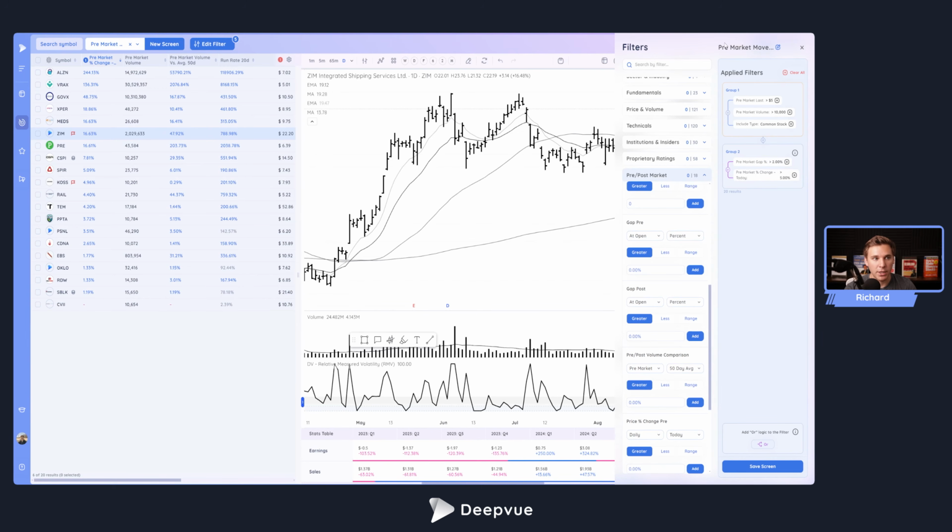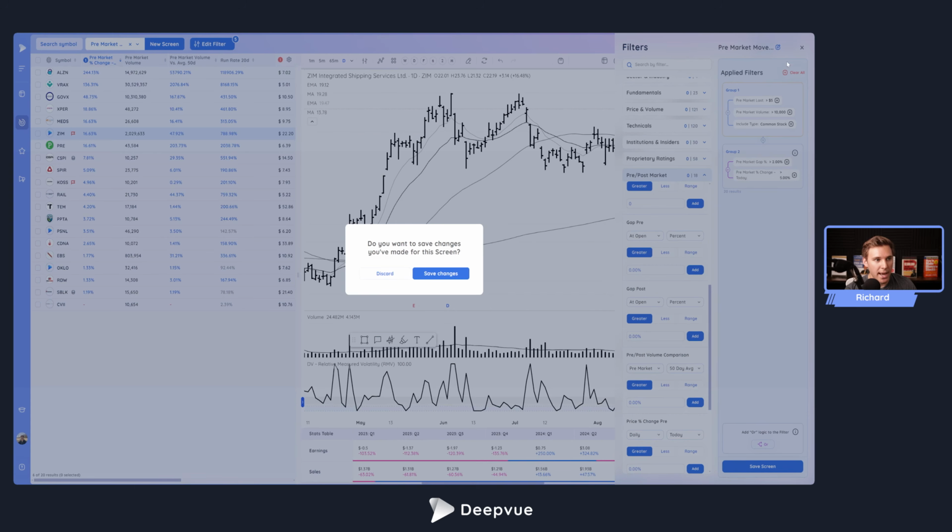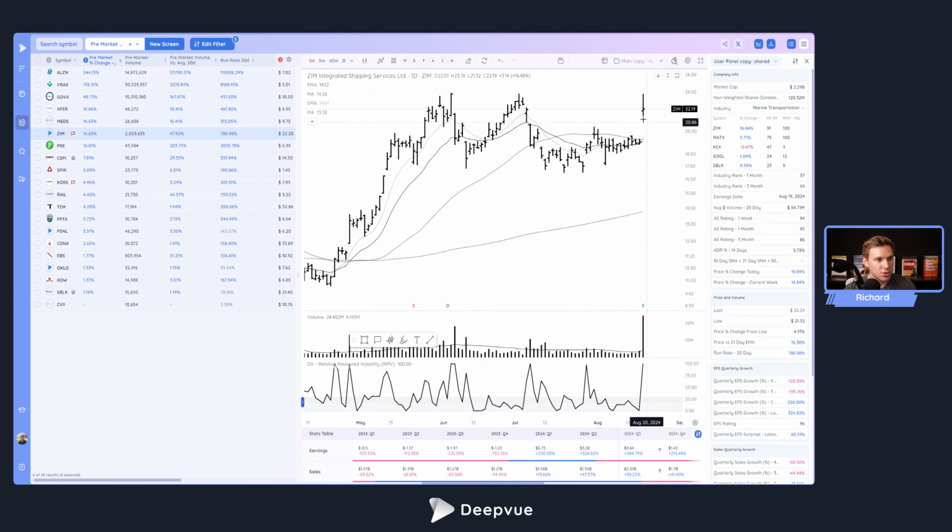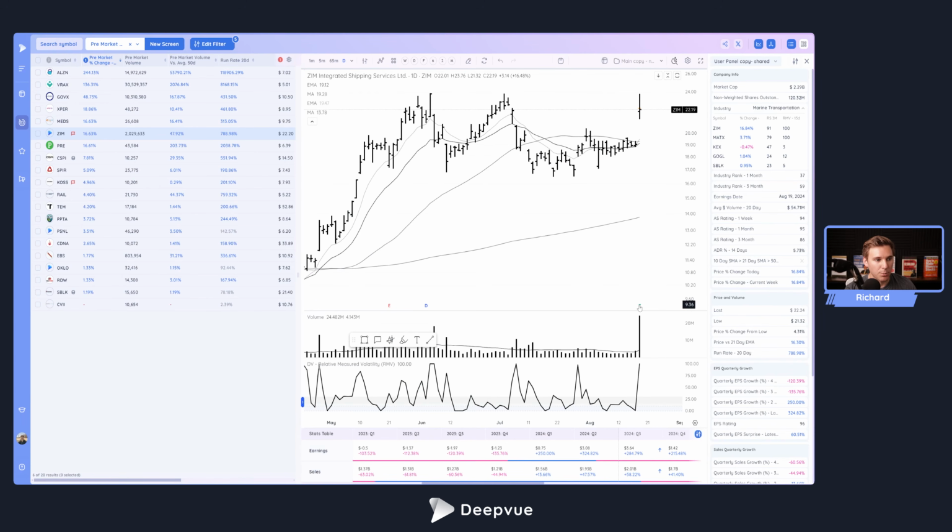In this screen right here for pre-market movers, we're looking for either a gap up of 2% or a pre-market percent change of 5%. And this will catch all the earnings gappers. If we take a look at the screen results here, we've got ZIM. Let's go ahead and X this out and discard those changes. This was an earnings gapper reported before the open. And as always, you can hover over the report down here in the stats table to see additional information.